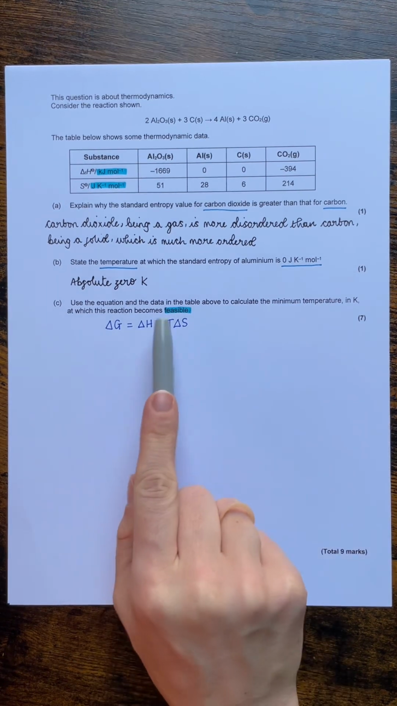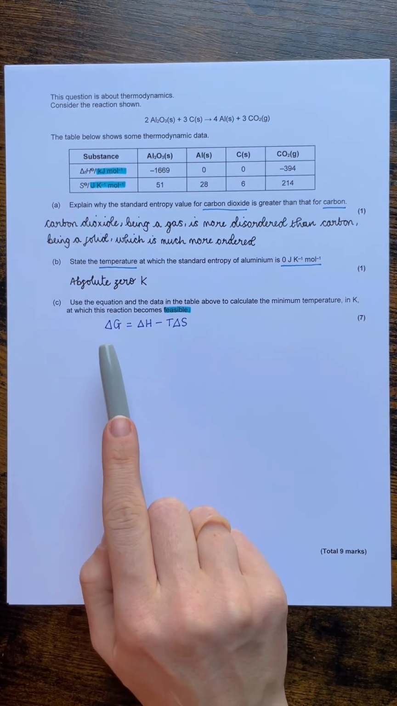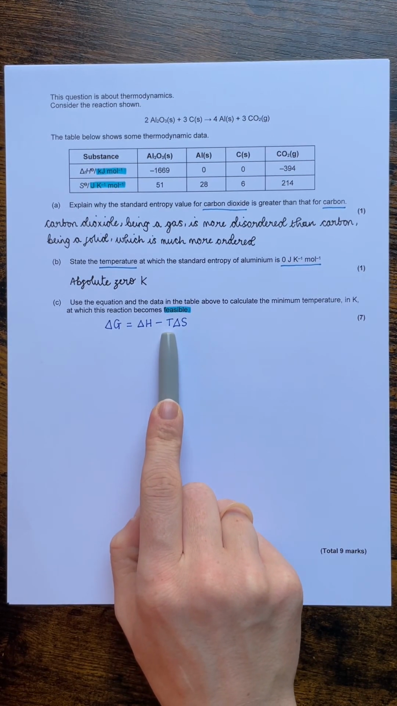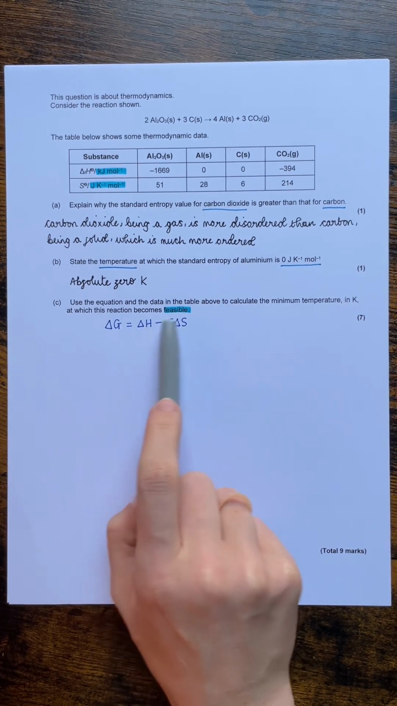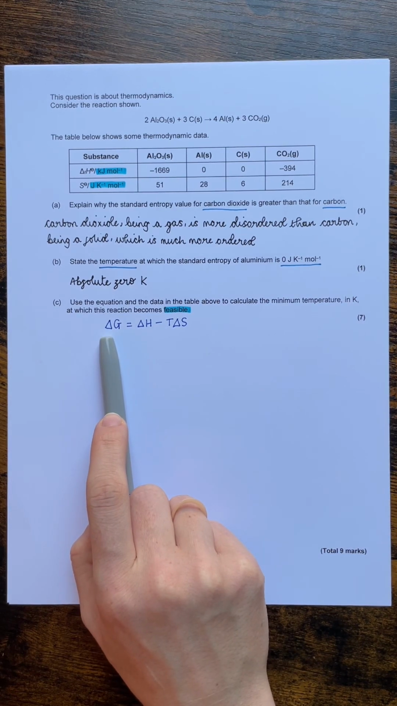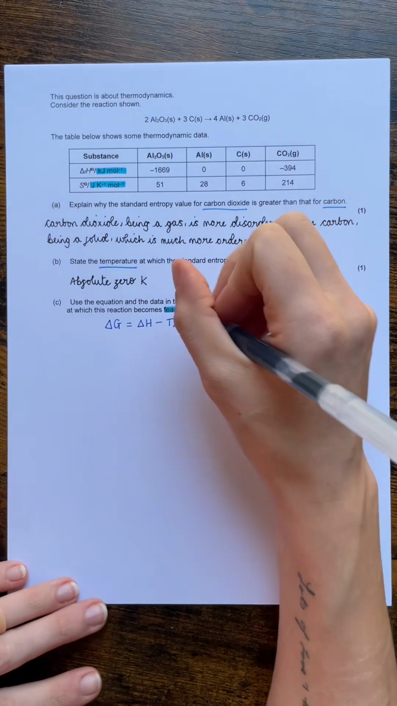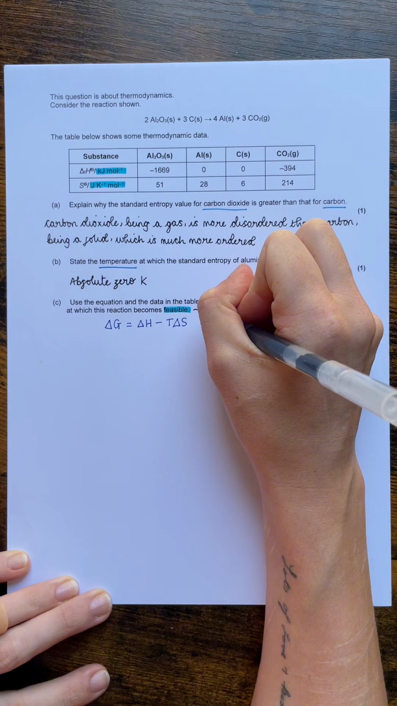So feasible, this is the equation I want you to be thinking about. We are wanting to calculate T, so we're going to need to rearrange this. How are we going to rearrange this when we don't know T and we don't know delta G? Well, this is where we need to appreciate that the first point at which the reaction is feasible, delta G will be 0.